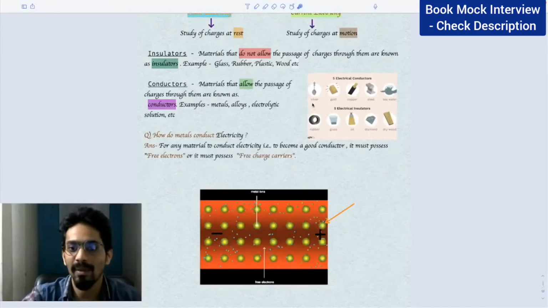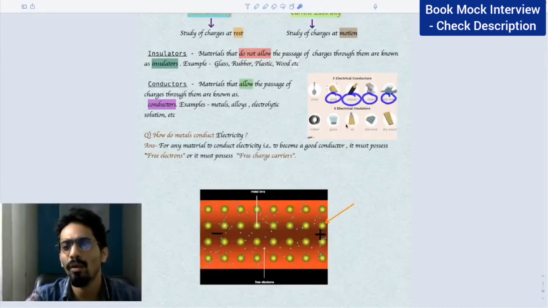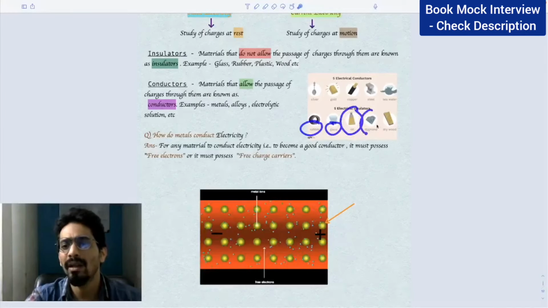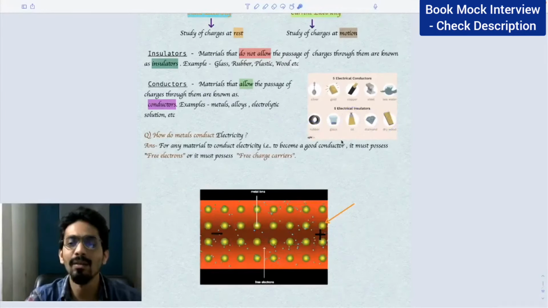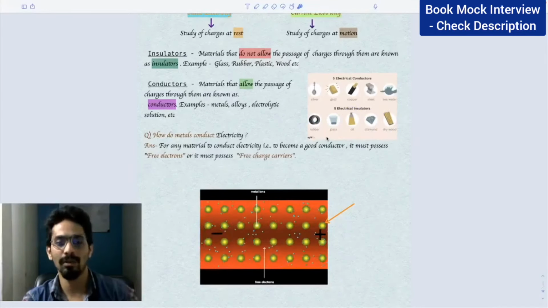Now, let us see some examples. Silver is a conductor. Gold, copper, steel, seawater, all these are conductors. Whereas rubber, glass, oil, diamond, dry wood, these are insulators. They do not allow the charge through them.